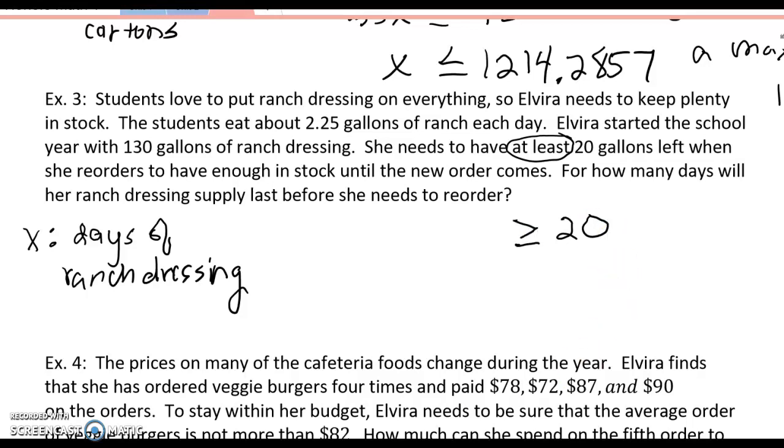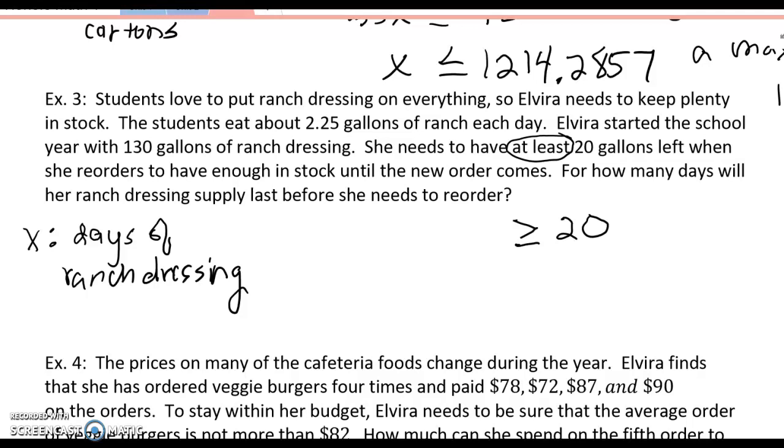Okay, so again, we do not want to run out of ranch dressing. Nobody wants to run out of ranch dressing. So we don't want to go below that. She wants to have 20 gallons minimum left over. So here we have greater than or equal to. So we want our supply of ranch dressing to not go below 20 gallons, okay?